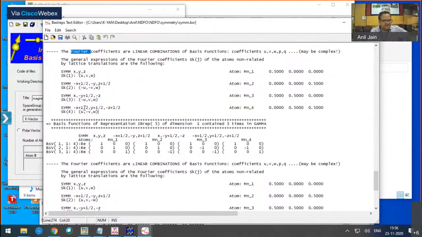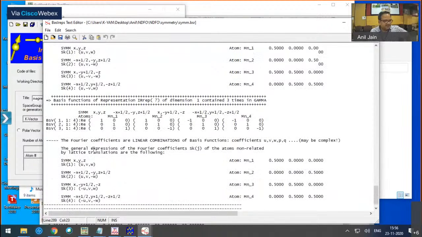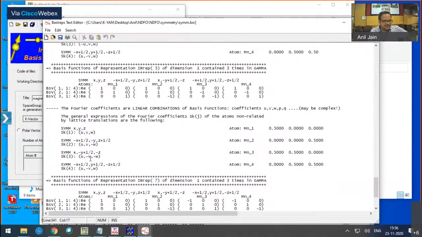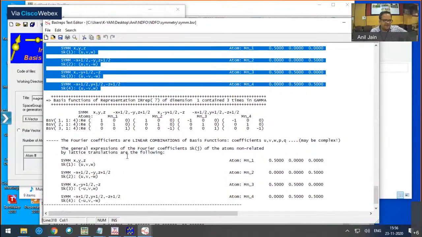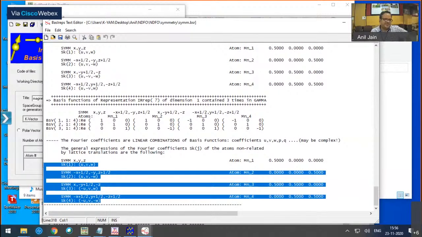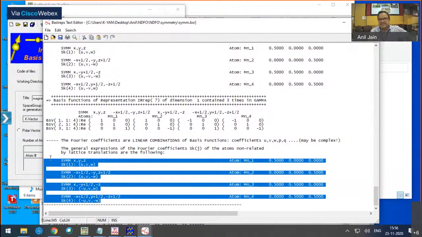number 1, which was giving a good fit. Number 2 was not good. Similarly, you can go ahead and try for this other representation and see whether you are getting magnetic intensity or not. This is how we work in the determination of the magnetic structure.